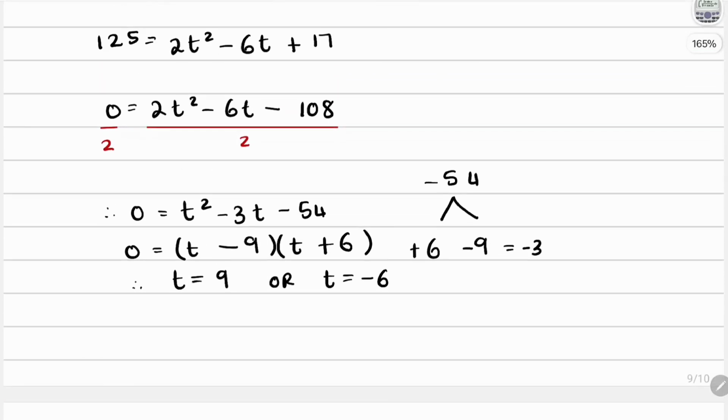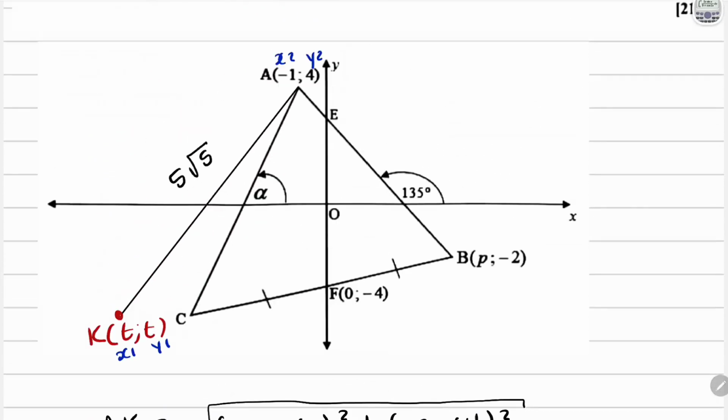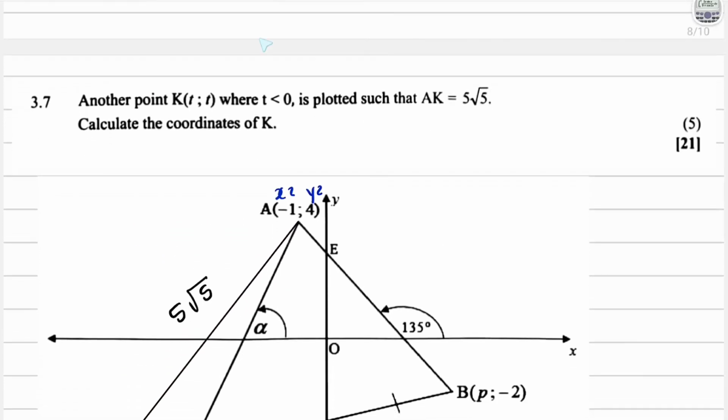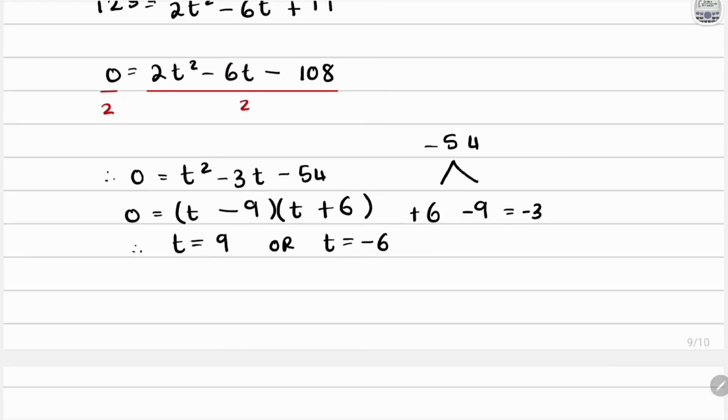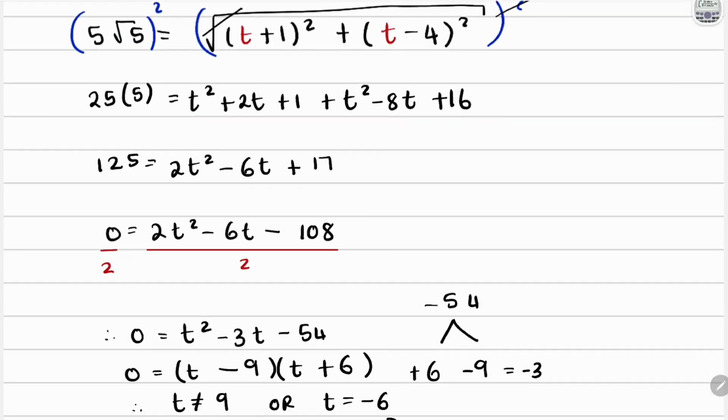Now, here's how we find out what exactly t is. Do you remember in the beginning of this question, they told you that t must be less than 0, okay? Because we know where t is sitting. So it means that t is actually the negative one. So don't take the 9. Take this. t is equal to negative 6. Okay, and that makes perfect sense.